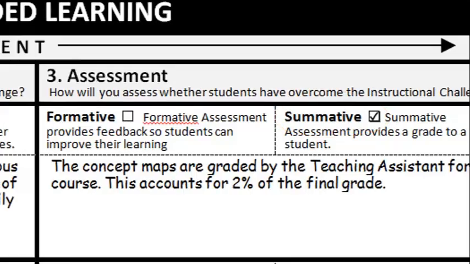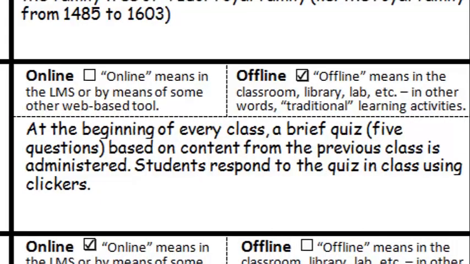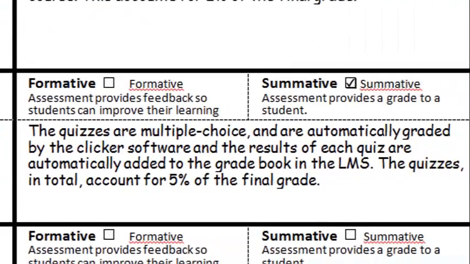Let's look at the next instructional challenge. Many students are consistently late for class. The associated learning activity, which is done offline, is as follows. At the beginning of every class, a brief quiz, 5 questions, based on content from the previous class is administered. Students respond to the quiz in class using clickers. The associated assessment is purely summative because the students receive no feedback, but the quizzes do contribute to the final grades of the students.